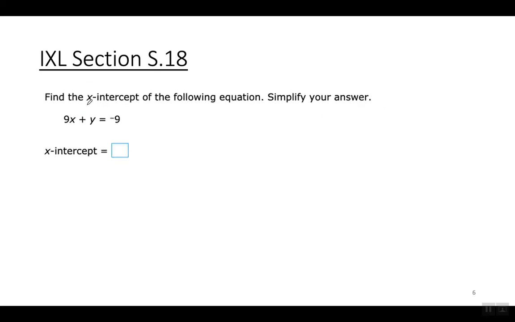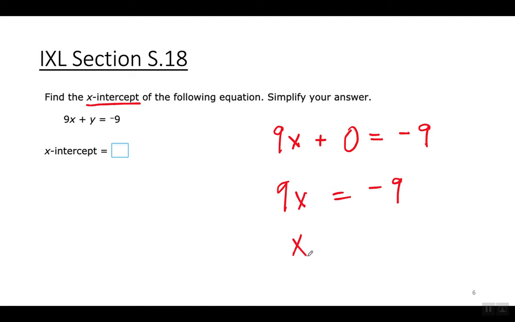To find the x-intercept, I gotta make y 0. Para encontrar el x-intercept, tengo que hacer y igual a 0. So 9x plus 0 equals negative 9. Well, plus 0, I could just eliminate that. So 9x equals negative 9. That means that x equals negative 9 divided by 9, so x equals negative 1. So my x-intercept is negative 1.